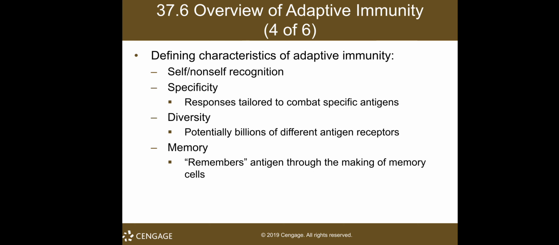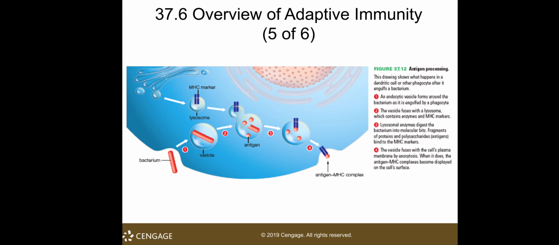In terms of diversity, there are potentially billions of different antigen receptors. So they are much more diverse than the receptors found in the innate immunity. And one of the most important ones is the memory. Our adaptive immunity remembers antigens through the making of memory cells.